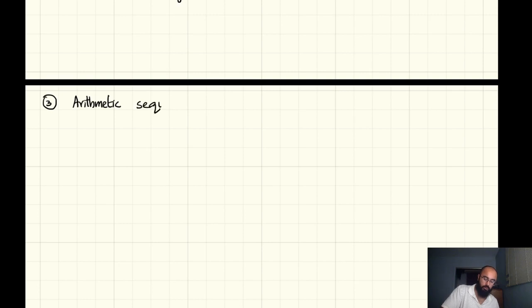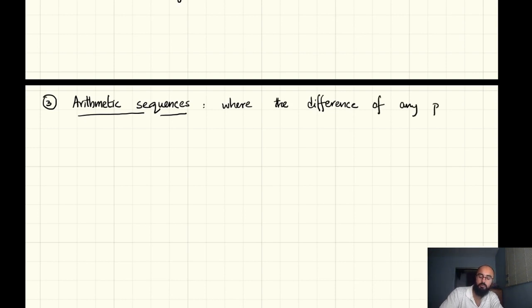So arithmetic sequences are sequences where, rather than the ratio of consecutive terms, it's the difference of any pair of consecutive terms that is a constant. And let me denote this constant for an arithmetic sequence by d.